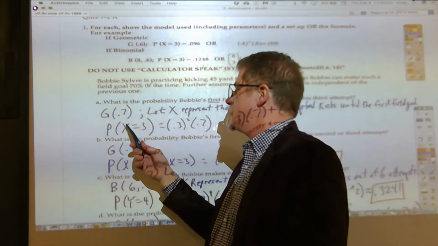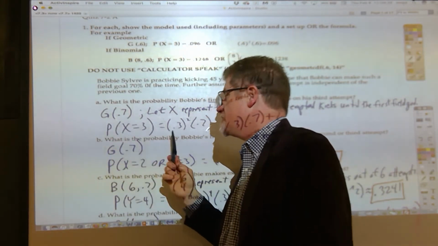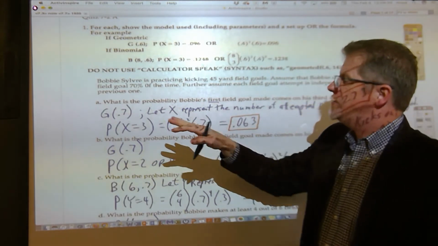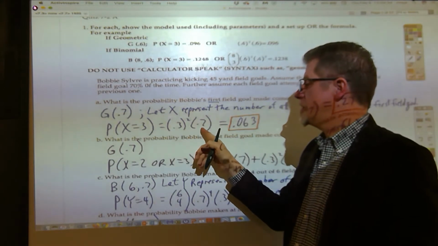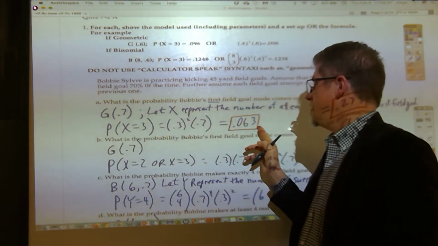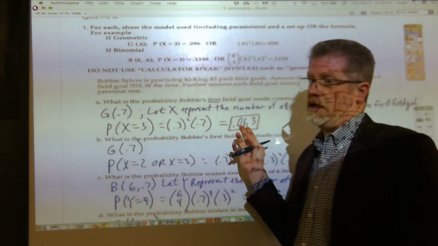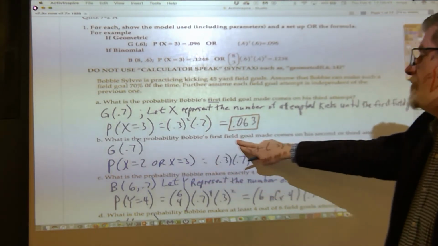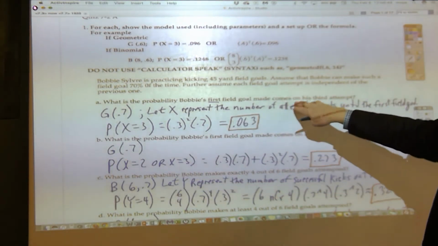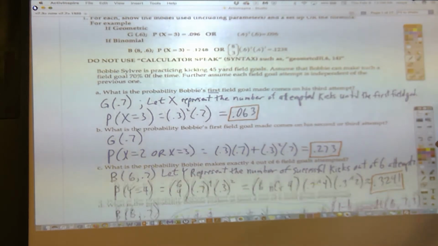This question can be represented symbolically as the probability that x is equal to 3, which, by the way, from the G of 0.7 probability distribution, means 2 fails and then a success on the third. 0.3 squared times 0.7 for the answer 0.063. So that's 4 points on part A. Any questions? Here, I did not define the variable again because it's the same. That's the only thing I'm going to let you off the hook on: if the variable definition stays the same from part A to part B, then you won't have to write the let statement again.